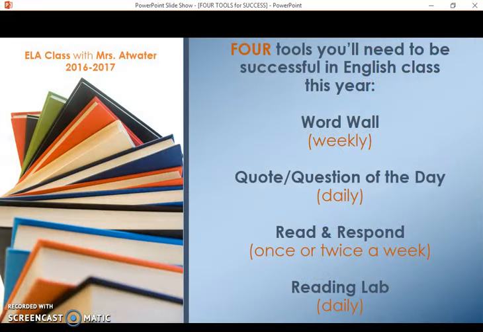Okay. So the 4 tools you'll need to be successful in this class this year are your word wall, which you'll get every week, your quote or question of the day, which you'll get every single day when you show up for class, your read and respond, which will be about once or twice a week, and your reading lab, which you really should be into pretty much every day. Okay. And there we have it. I'm going to end this video. It's like 9 minutes long.